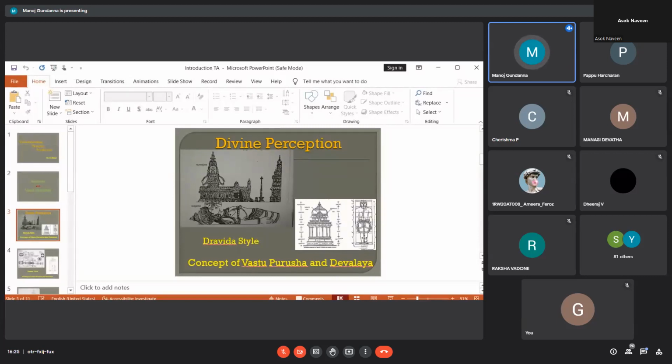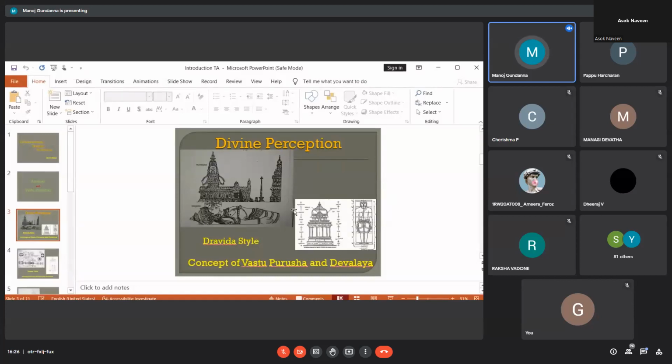Now this is the elevation, where the Adhisthana becomes the feet of the Purusha. Then we have what is called the Bhitti or the wall, which is the waist. Then we have the chest and head, and the pinnacle of the temple is the Shikha of the Purusha. So this is in the Dravida style of temple concept.